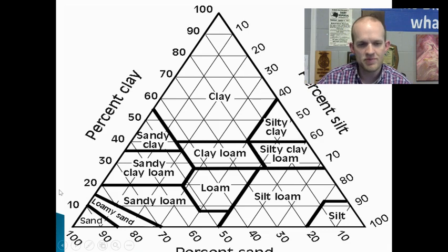If we go down here to the bottom left corner where it says loamy sand, you'll see that basically means we're going to have something that's about 80% sand, but it is going to have a little bit of silt and clay in there as well.